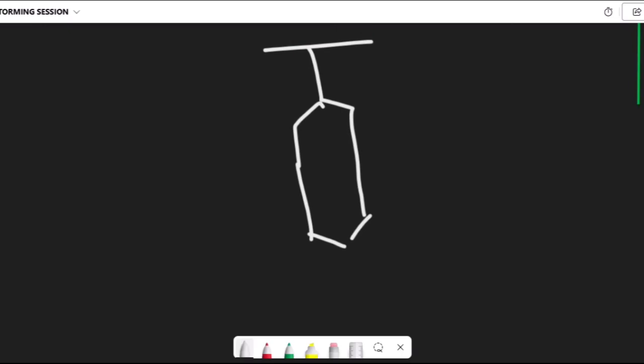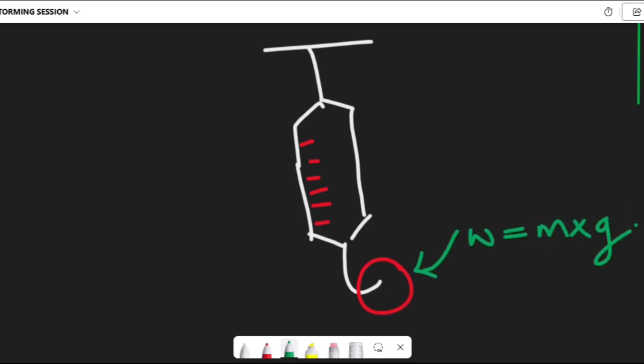Then at this side we have a hook. So this hook we are going to hang our object at this side. Then the reading comes from here. As you can see, it depends on acceleration due to gravity that helps us to measure the weight of the object. So we make use of a spring balance to measure the weight of an object.